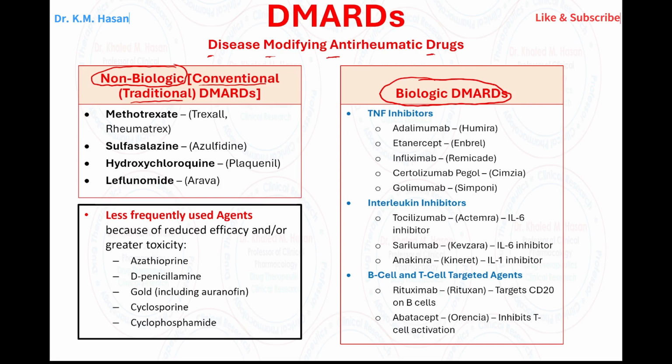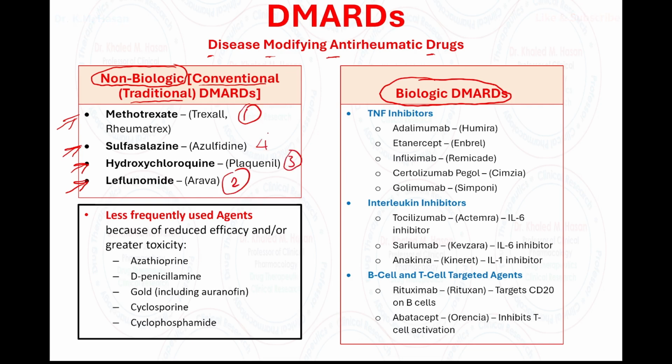Okay, I will start by naming the non-biological DMARDs, considered first line treatment: methotrexate. Then we have sulfasalazine. Then we have hydroxychloroquine and leflunomide. So we have four main medications very popular in practice. Methotrexate, the number one. Number two, leflunomide, Arava. And then we have hydroxychloroquine.